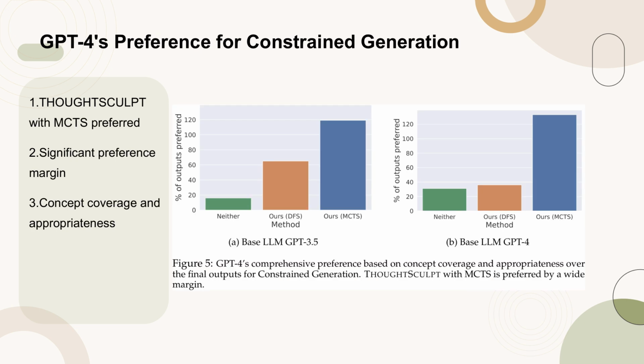Figure 5 illustrates GPT 4's preference for the final outputs in constraint generation tasks, focusing on both concept coverage and appropriateness. The figure shows that THOUGHTSCULPT with MCTS is significantly favored over THOUGHTSCULPT with DFS and a third baseline. This preference indicates that while concept coverage is important, the appropriateness of how concepts are integrated into sentences is also crucial. The wide margin of preference underscores the effectiveness of MCTS in generating outputs that not only cover required concepts but also do so in a contextually appropriate manner.